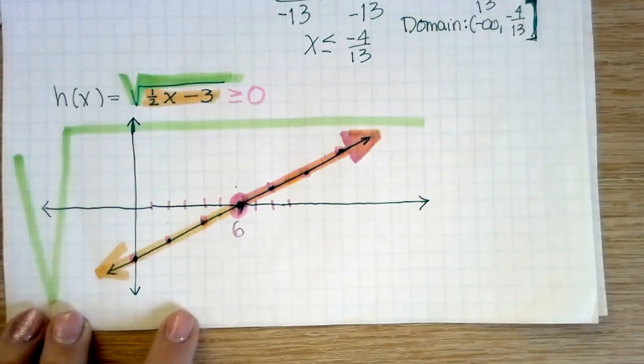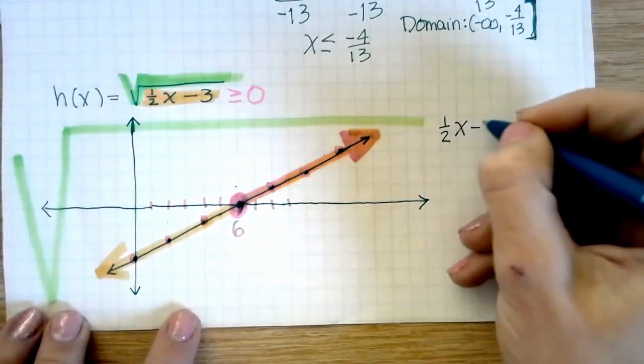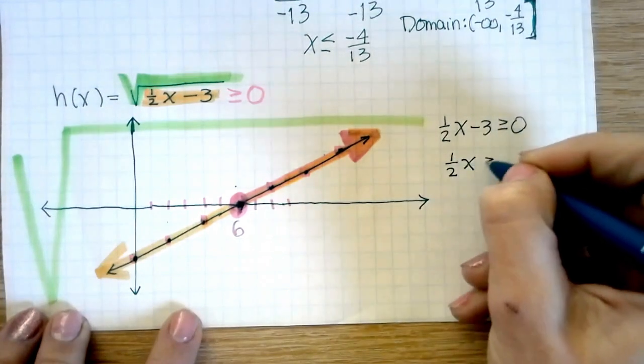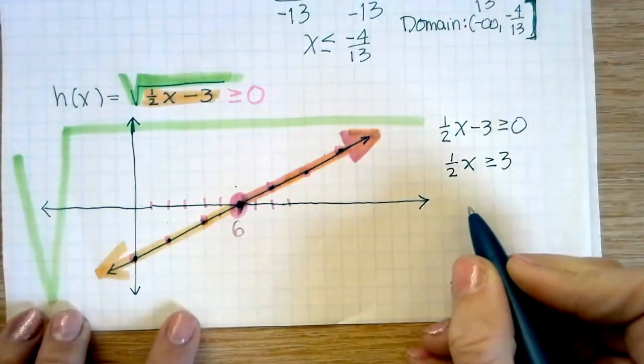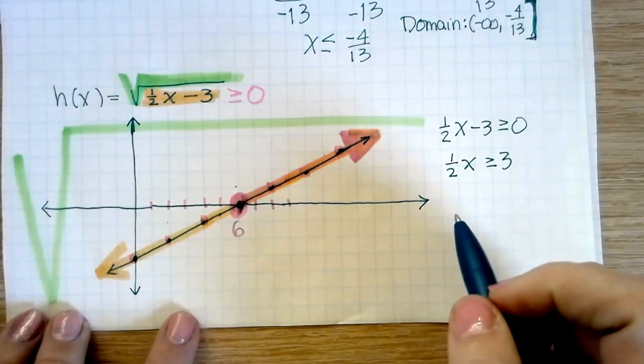Sometimes visually it's easier. If I did this one by hand, what's the rule? 1/2 x minus 3 greater than or equal to 0. Add 3 to the other side. 1/2 x greater than or equal to... Okay, here's a big help for you guys because you keep messing this up. What do I do next?